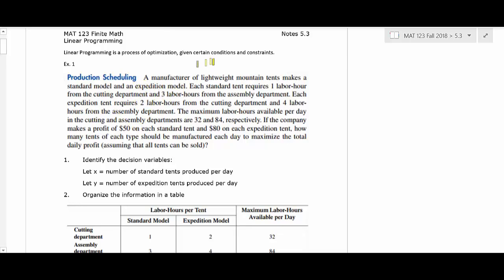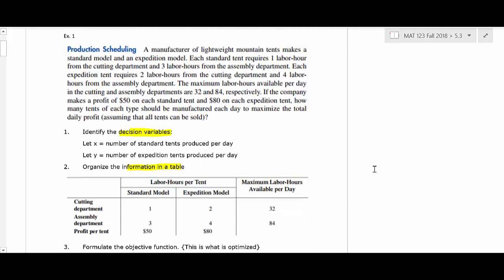So, first of all, after you read the problem, you want to try to figure out what your variables are, and then you want to try to organize everything in a table. Some of these problems, the table would be given to you, so it'll help you out a little bit there. When I read through this, I'm just going to identify the key things. First of all, it says that you have two types of tents. Okay, you have a standard and you have an expedition model. Those are probably going to be your variables.